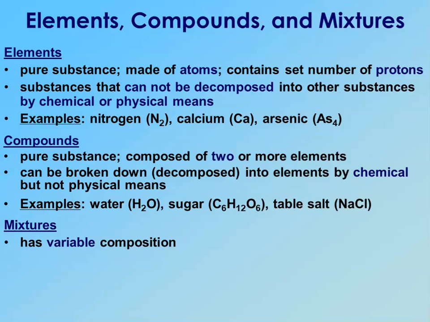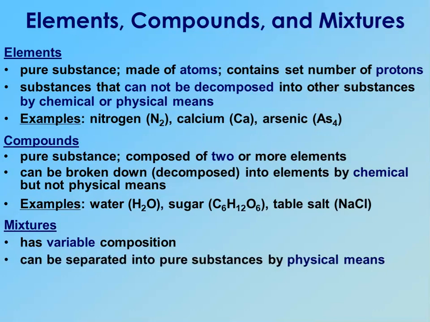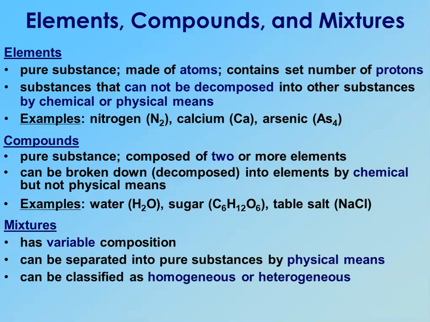They have variable composition because they are made of two or more pure substances, and they can be separated by physical means, by phase changes, by using your senses, using your fans, by using evaporation, strainers. There's lots of different ways that mixtures can be broken down into the substances that were used to form them. You can have both homogeneous and heterogeneous mixtures.